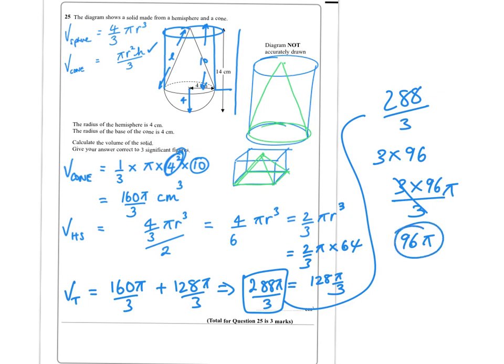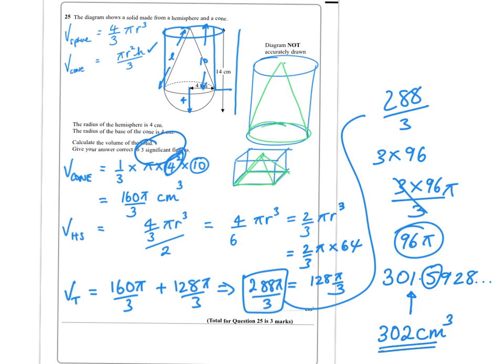So that would be my answer in terms of pi, and then I'll just put that into my calculator, and I'd have 96 times pi. And that would give me 301.5928 and so on, but I want it to 3 significant figures, so to the nearest unit. This is the decider here, so it would be 302 centimetres cubed. And that would be my answer.